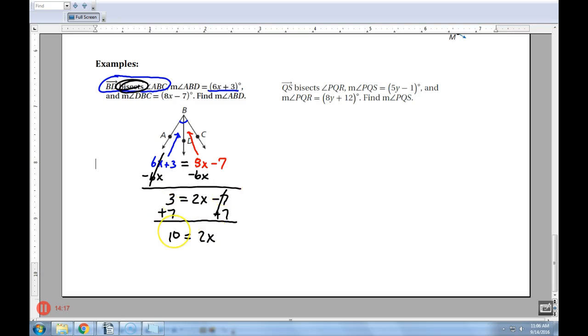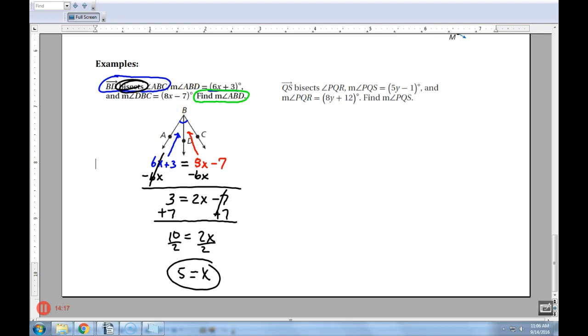2x equals 10. Divide by 2, divide by 2. And x equals 5. And if I plug it in, it should work out. So let's actually look at the question: find the measure of ABD. That's the final answer, so I haven't answered the question yet. I've only found out what x is.